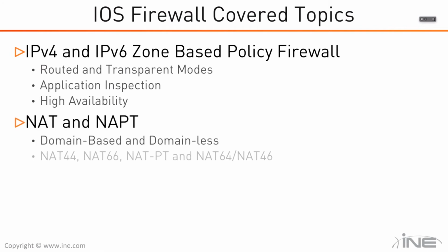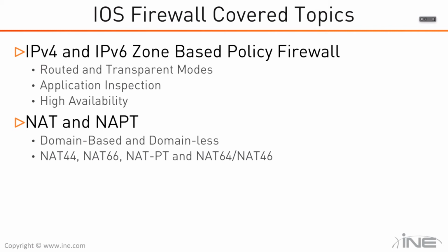Then we're going to go to NAT. We're going to speak about network address translation. NAT means translating or changing only the layer 3 header of the IP packet, and also about NAPT, or network address port translation, which means that when you do NAPT, you translate both the layer 3 header and the layer 4 header of the IP packet.